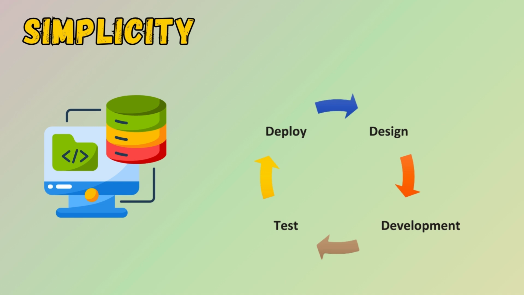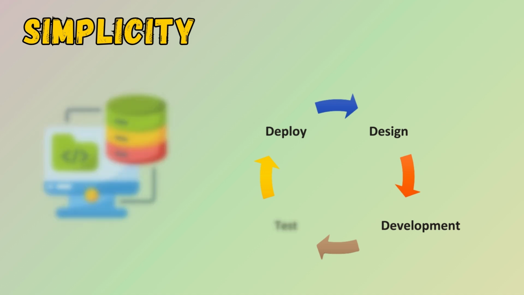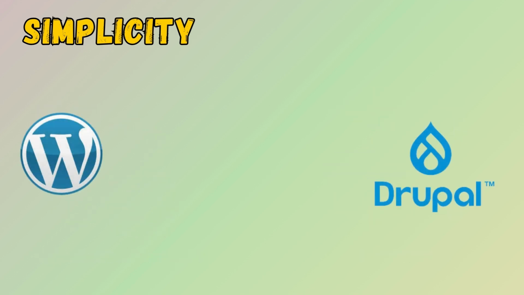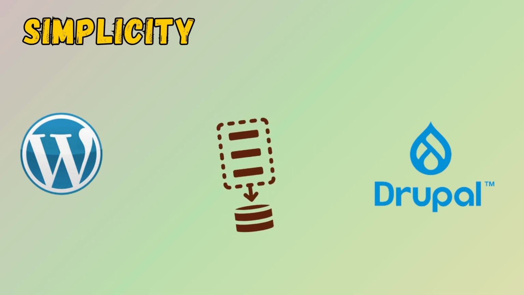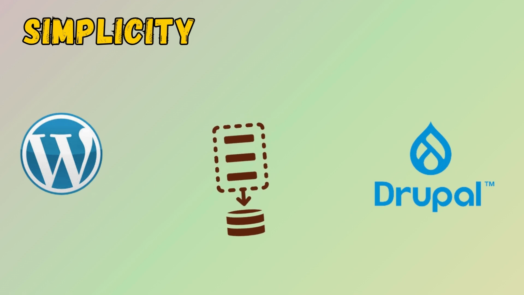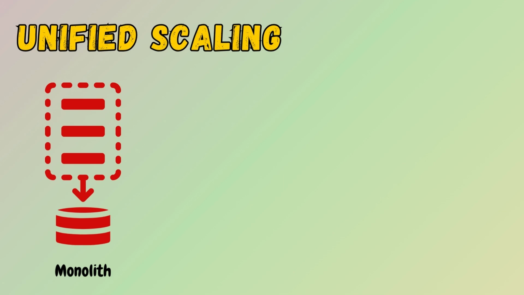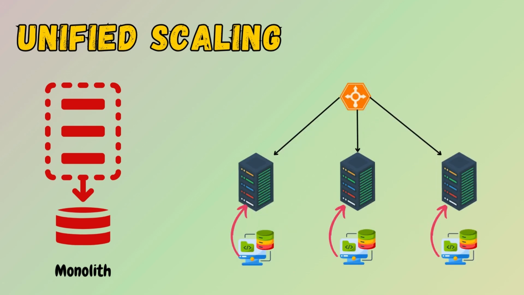Developers can work on different parts of the application without worrying about inter-service communication or dependencies. This simplifies understanding, development, test, deployment, and maintenance. For example, platforms like WordPress and Drupal initially adopted monolithic architecture, enabling quick website customization using a single code base. Scaling a monolithic application involves replicating the entire application stack, ensuring uniform performance across the application. With monoliths, there is no provision to scale only part of the application.